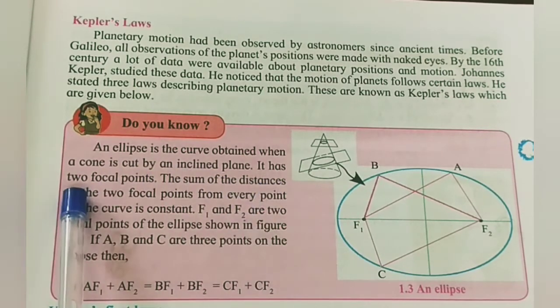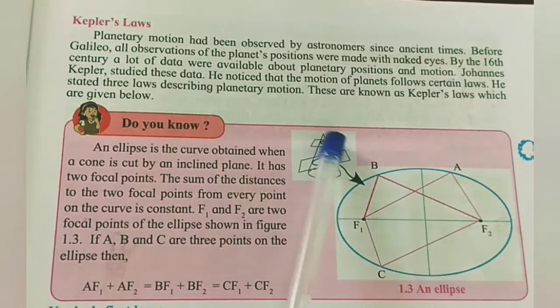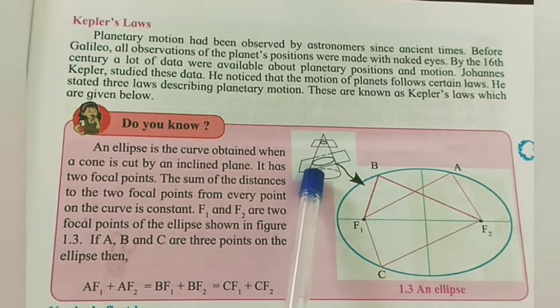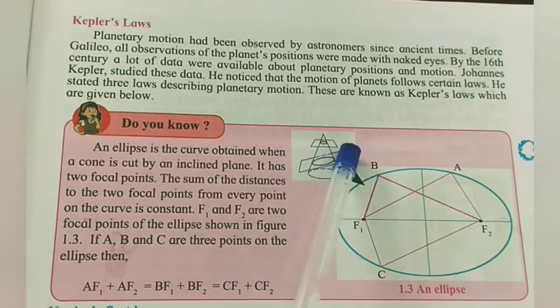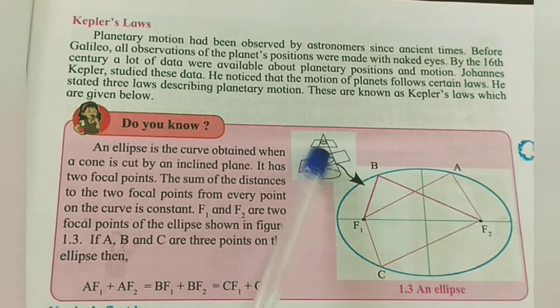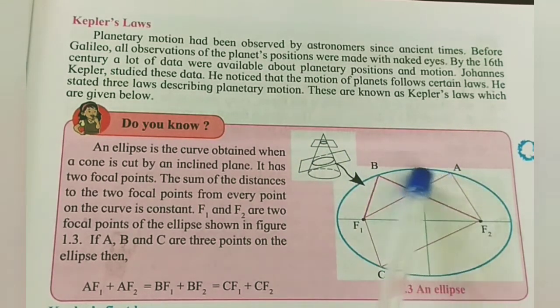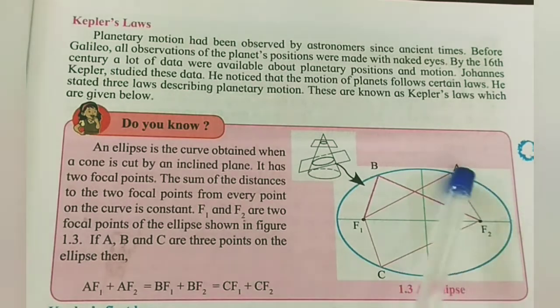It has 2 focal points. So here this is a cone, like a joker cap, right? Ice cream cone like this. If you cut it with the inclined plane, we get this shape. Here shown small, but if you enlarge it, we'll get a shape like this.